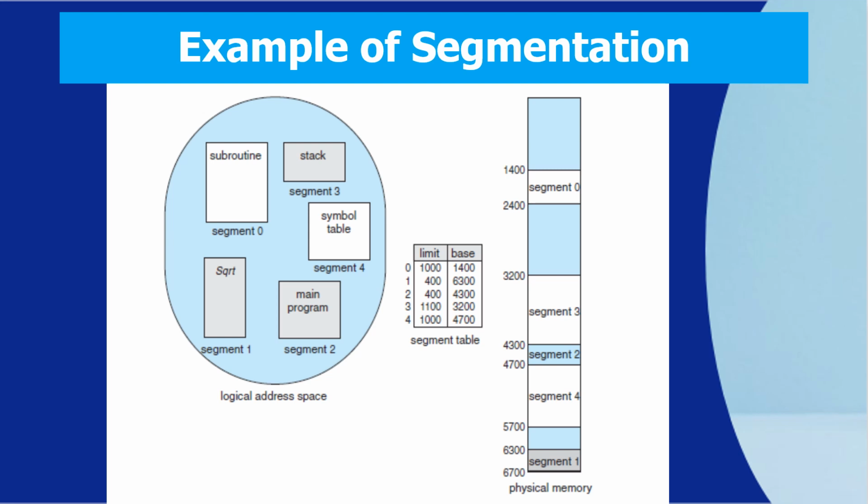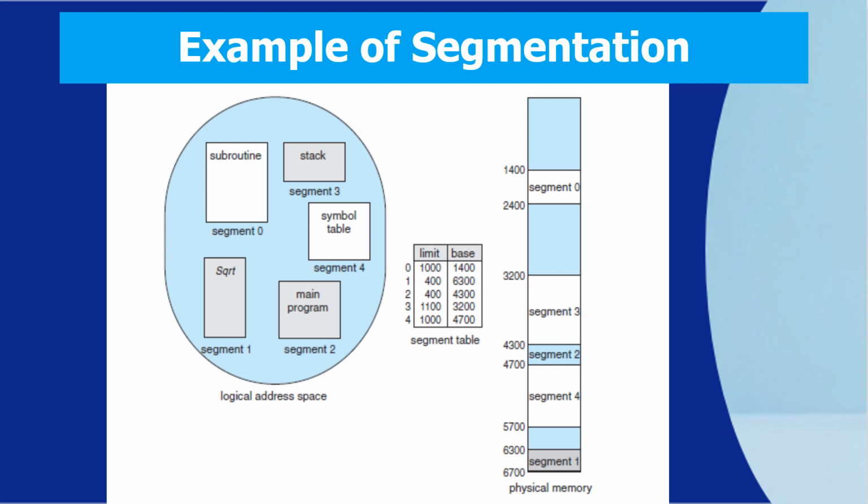So let us see this example of segmentation. This diagram will help you understand what segmentation is. This is a logical address space. Inside the logical address space: subroutine, stack, symbol table, square root and main program. So these are the 5 segments available inside the logical address space. This is a segment table, where the base address and the limit are given.